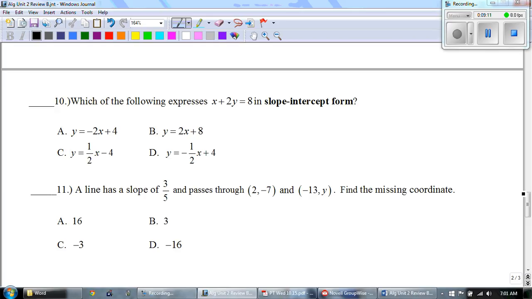Last page. See, this wasn't too bad. Everyone's like, oh my gosh, it's 3 pages. But they go by pretty quick.